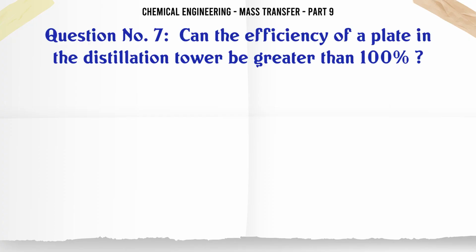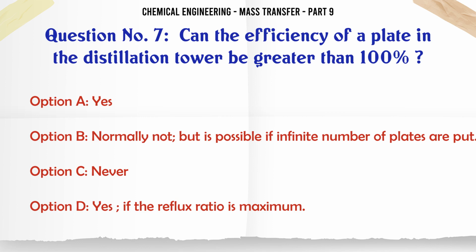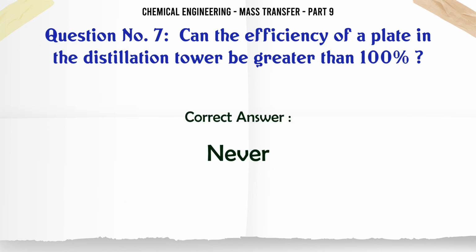Can the efficiency of a plate in the distillation tower be greater than 100? A. Yes. B. Normally not, but is possible if infinite number of plates are put. C. Never. D. Yes, if the reflux ratio is maximum. The correct answer is never.